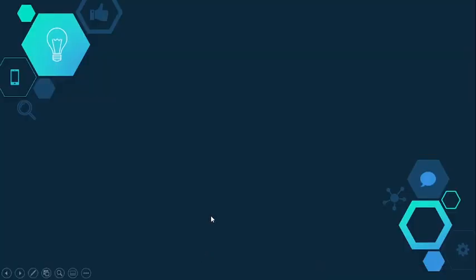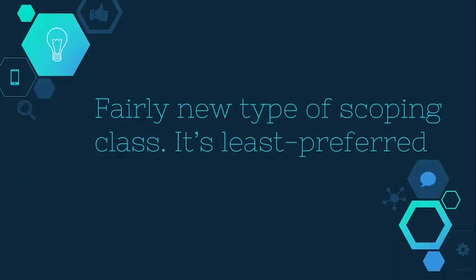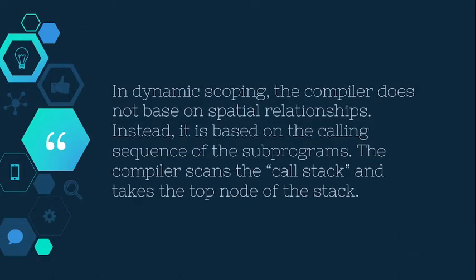The next scoping class is called dynamic scoping. It is a fairly new type of scoping and only a few programming languages use it. Thus, it's also the least preferred of the two scoping classes due to the general unfamiliarity surrounding it. In dynamic scoping, the compiler does not base on spatial relationships. Instead, it is based on the calling sequence of the subprograms. The compiler scans the call stack and takes the top node of the stack.